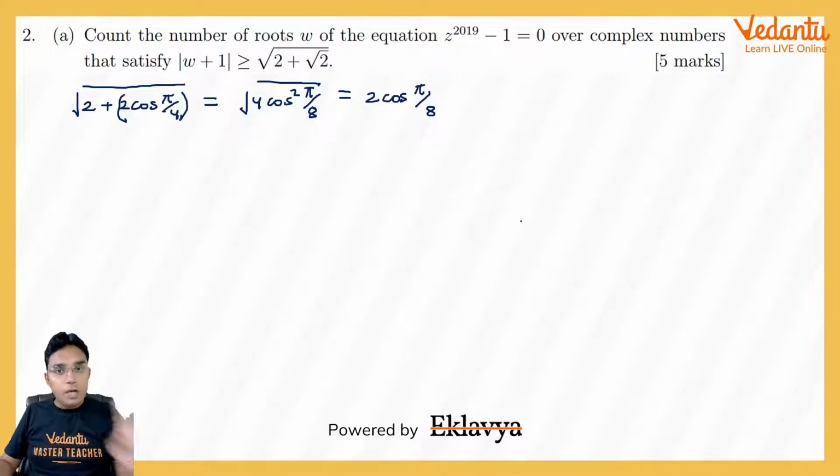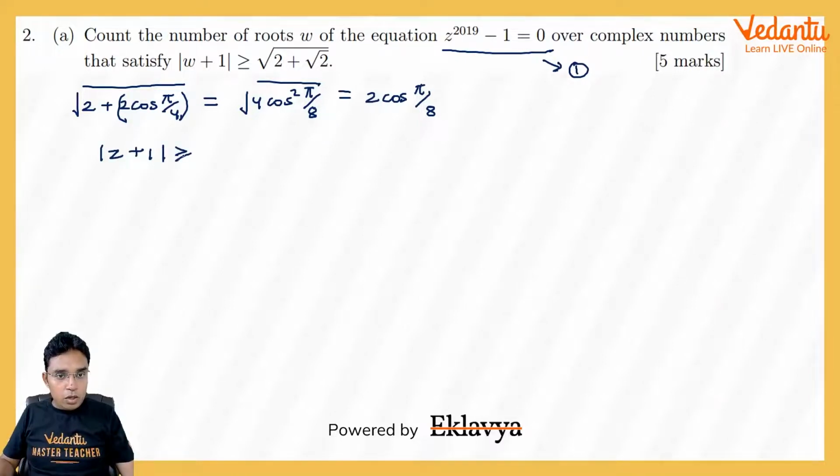Okay, so now there are two things, please understand. I need to find the common values which satisfy this equation. Let me call this equation number 1, and mod z plus 1 greater than or equal to 2 cos pi by 8. This is again one very easily found locus. It is actually the outside region of a circle whose center is at minus 1 comma 0 and whose radius is 2 cos pi by 8.